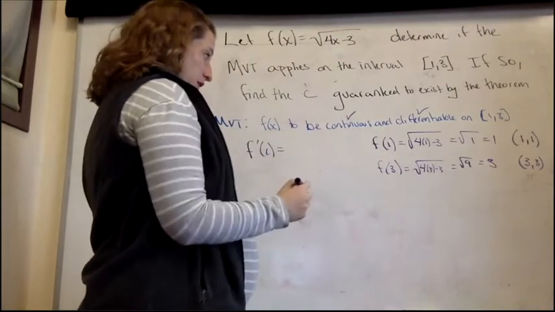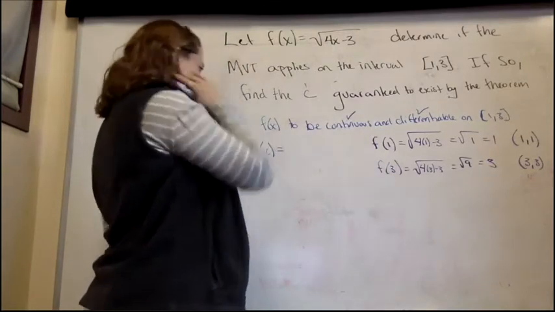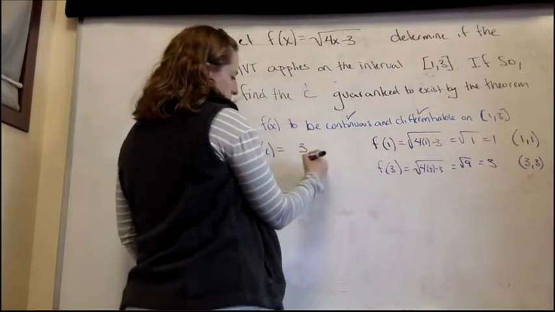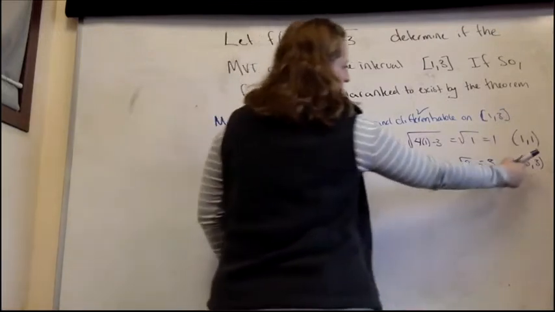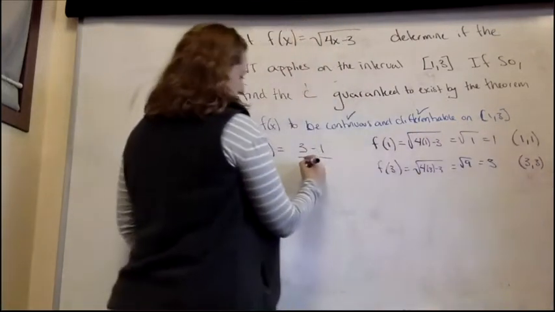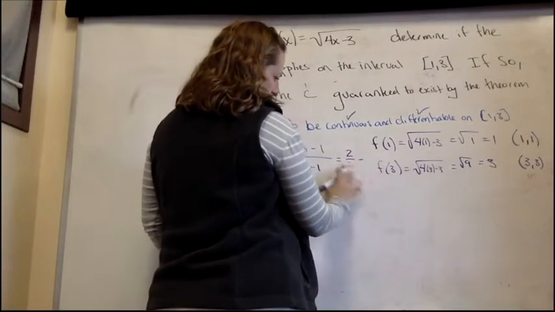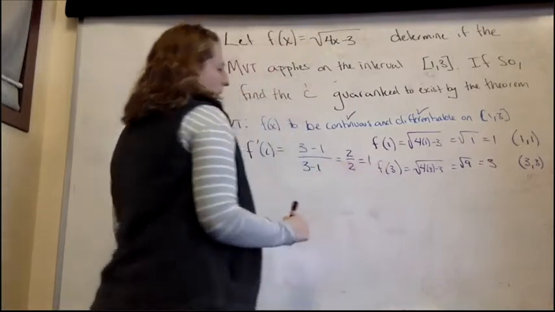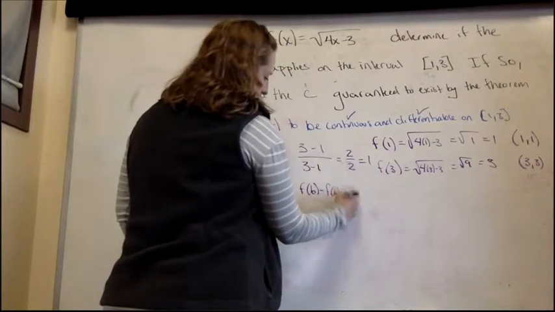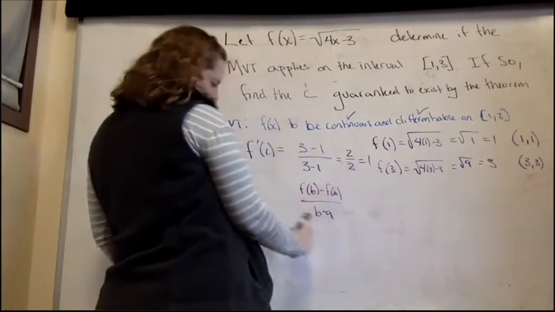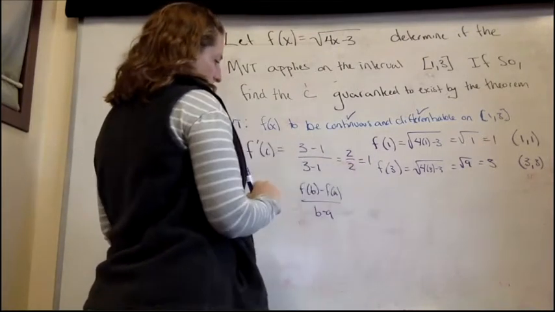But I know how to calculate a slope between those endpoints. The slope of the line between (3, 3) and (1, 1) will look like 3 minus 1, y2 minus y1, over x2 minus x1, which is 2 over 2, which is 1. So the slope, in terms of our function, f(b) minus f(a) over b minus a, is what we actually explicitly state in the Mean Value Theorem. The slope between the endpoints is 1.